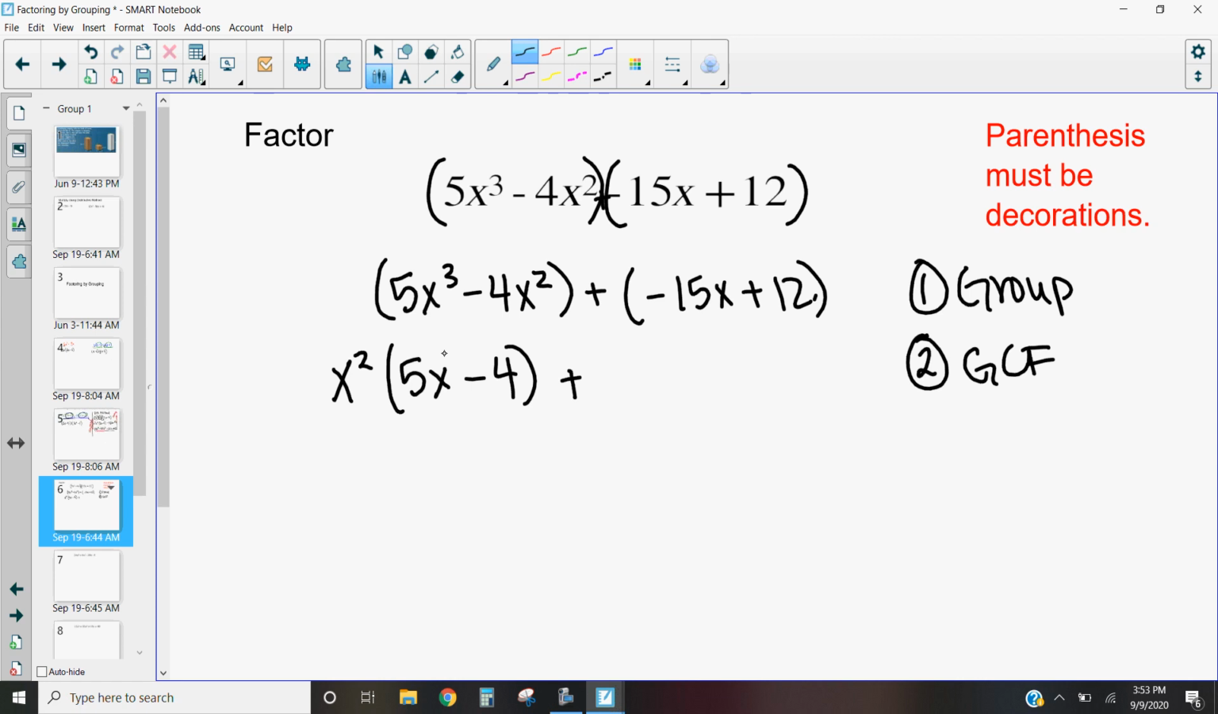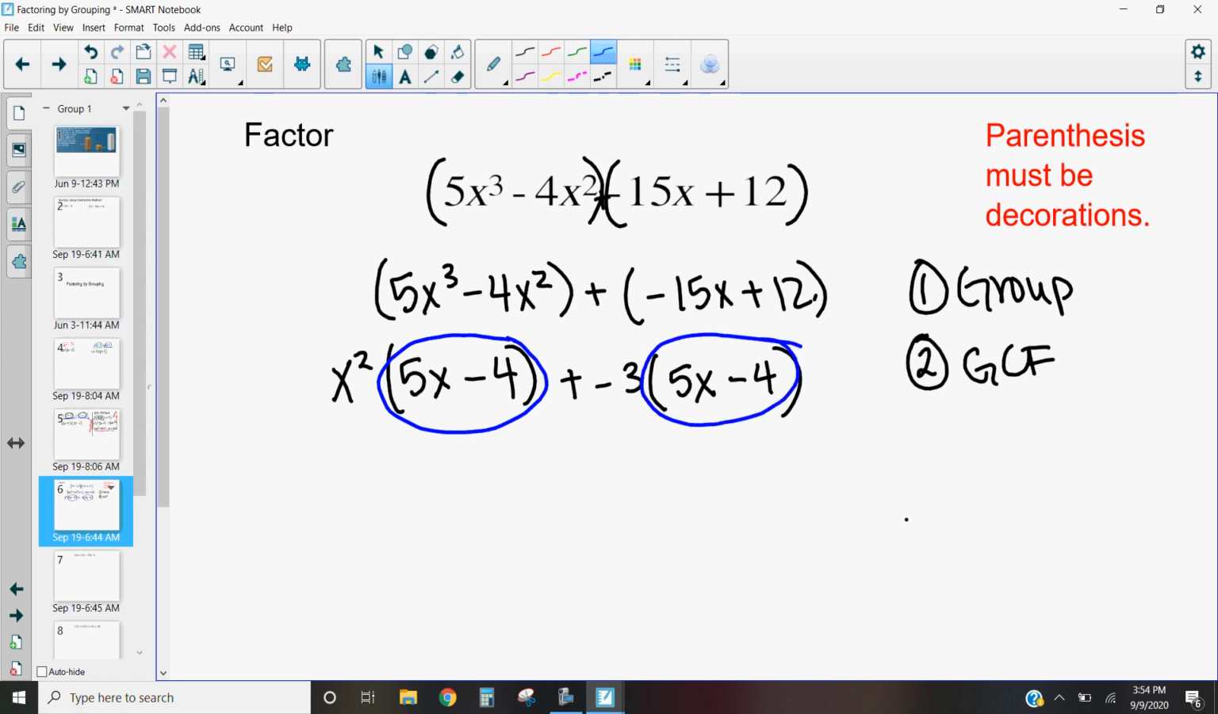That number that I need to factor out here is going to be a negative 3. If I factor out a negative 3, negative 15 divided by negative 3 is 5, and we leave that x, and 12 divided by negative 3 is negative 4. So now look, I have this term that's the same as this term. So if I have those two polynomials that are the same, what can I do? Well, I can factor them right out, and I get 5x minus 4 times whatever's left on the inside, x squared plus negative 3.